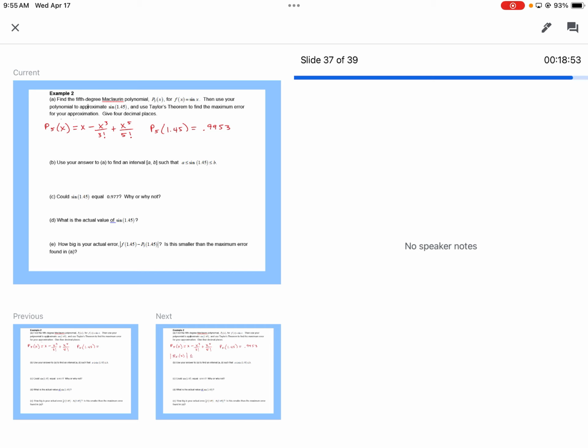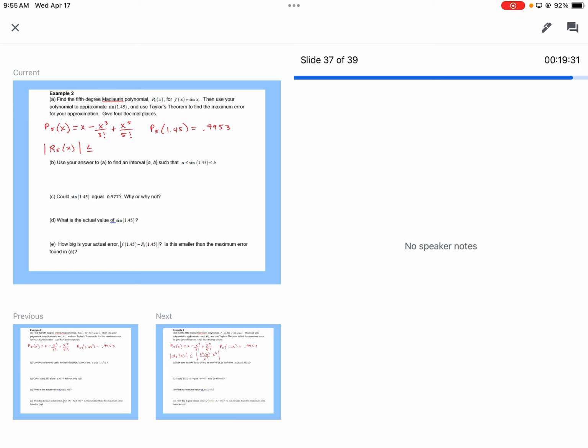You plug that in for x in your p sub 5 of x. This is our approximation. All right. Then use Taylor's theorem, another name for Lagrange, however you want to say it, to find the maximum error for your approximation. So let's practice writing our formula down. It would be r sub 5 of x. And then on the right side, we would use what?